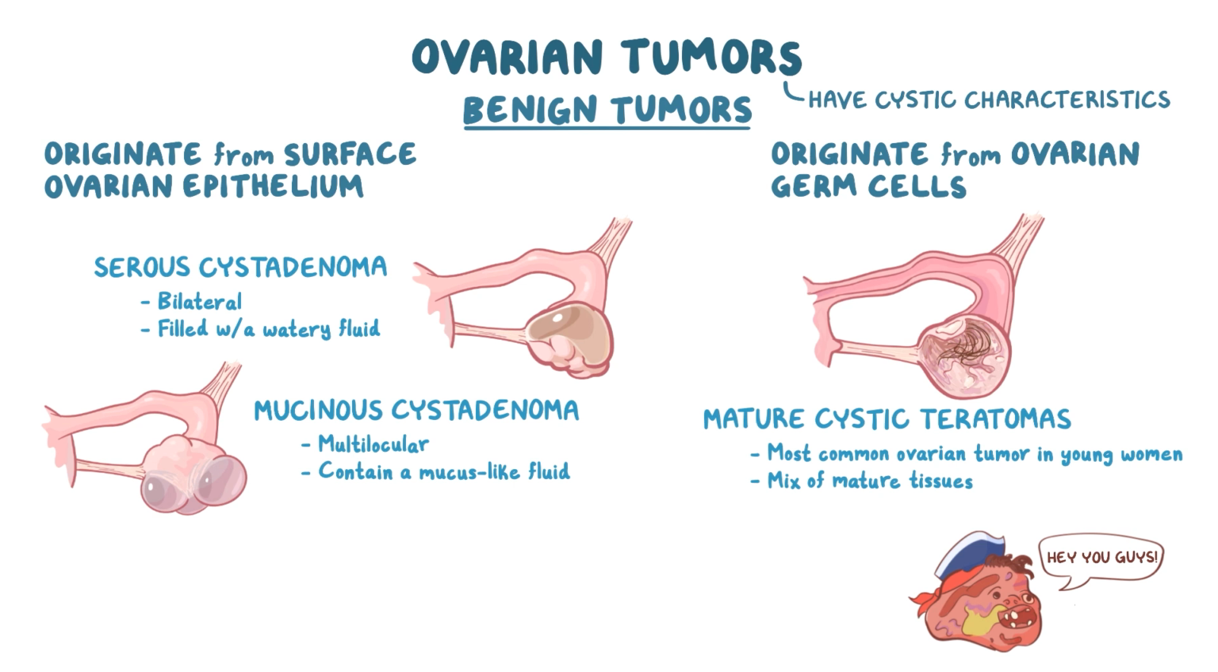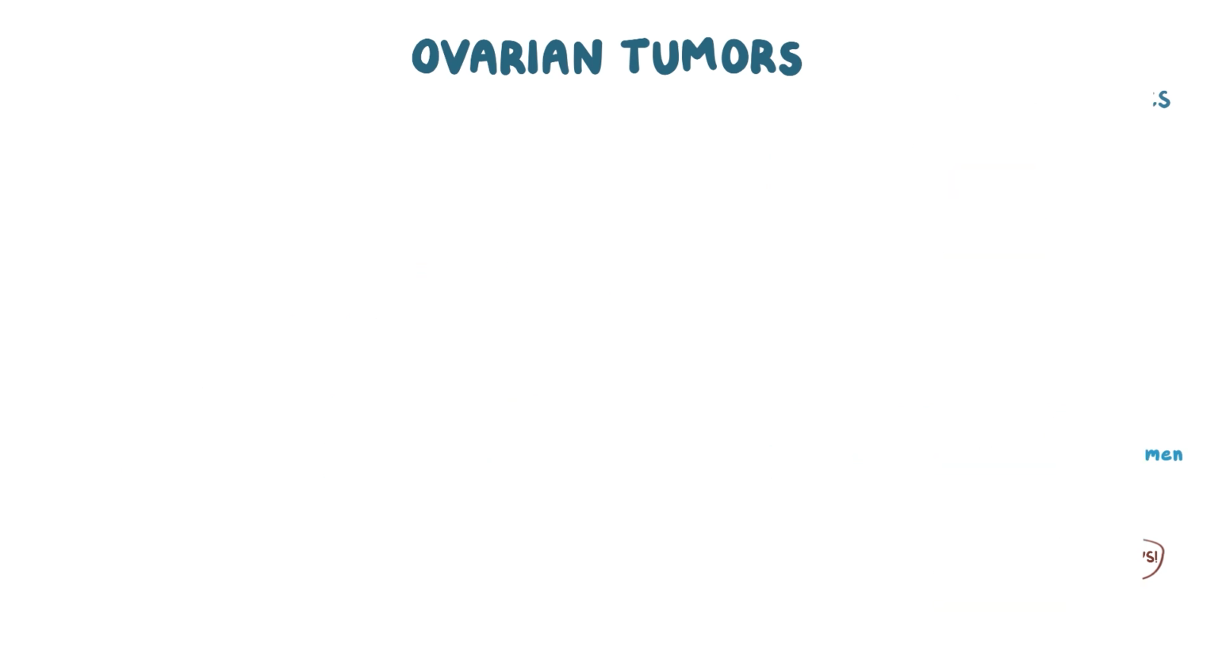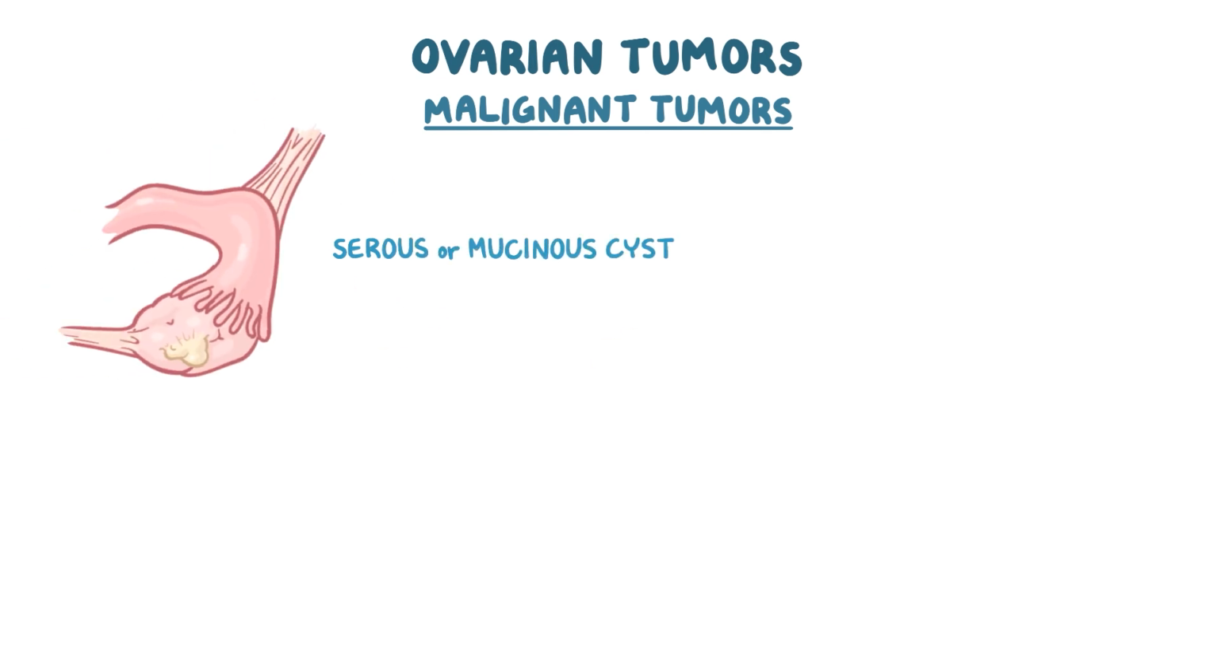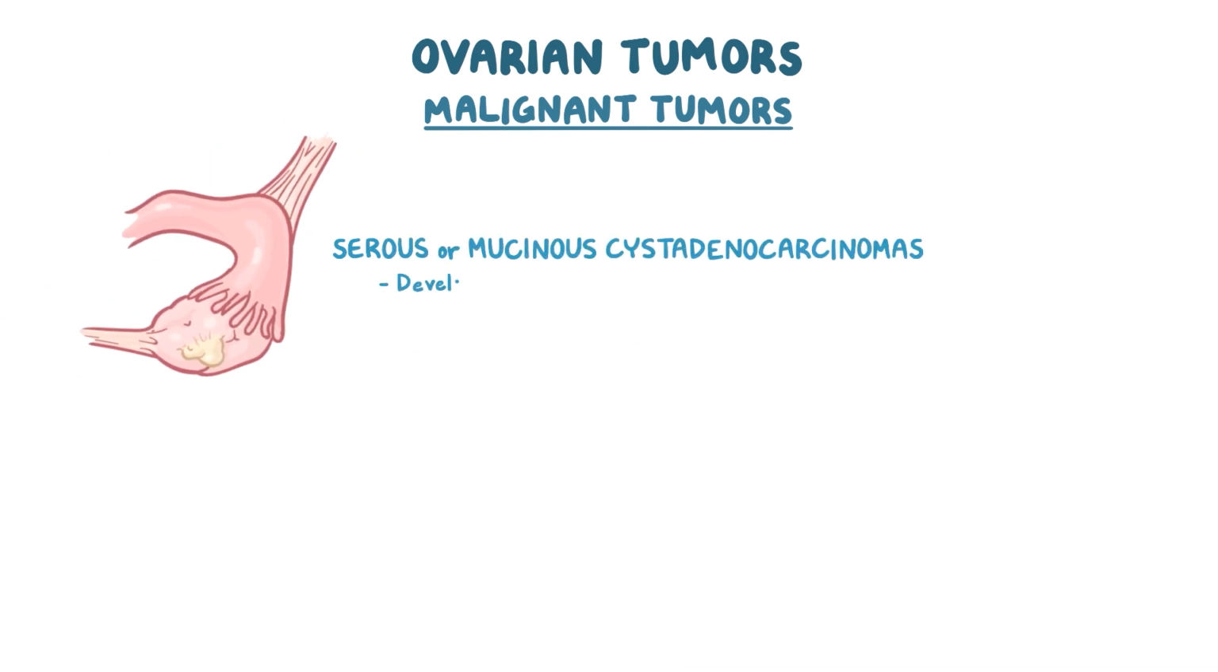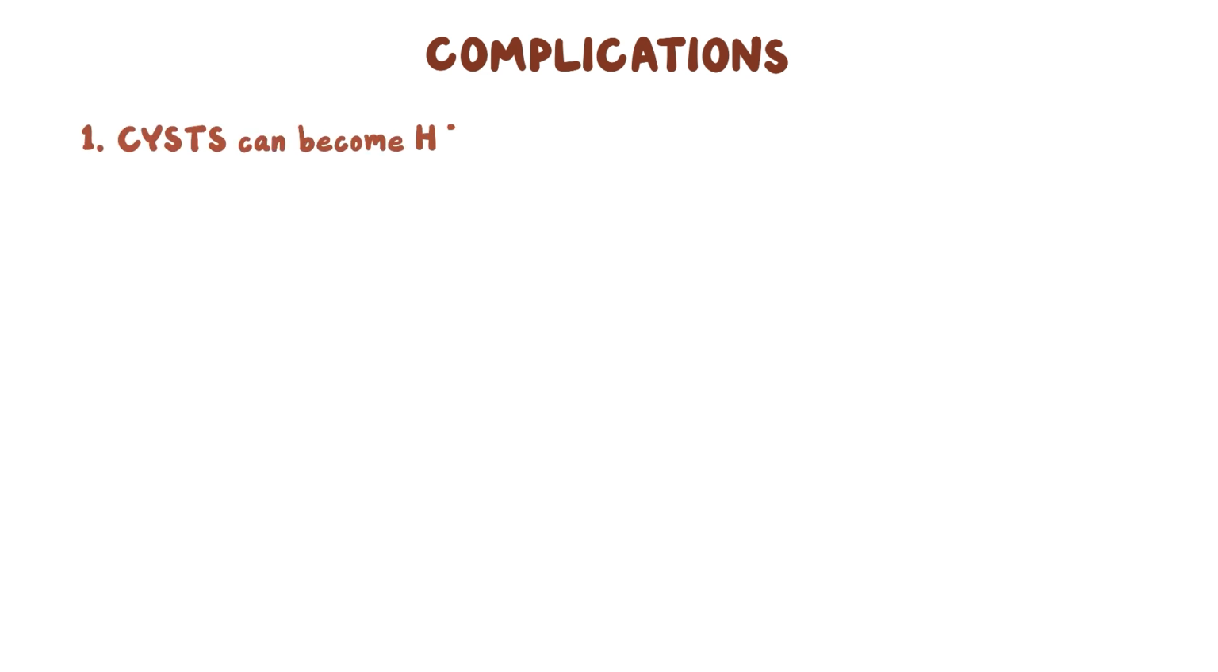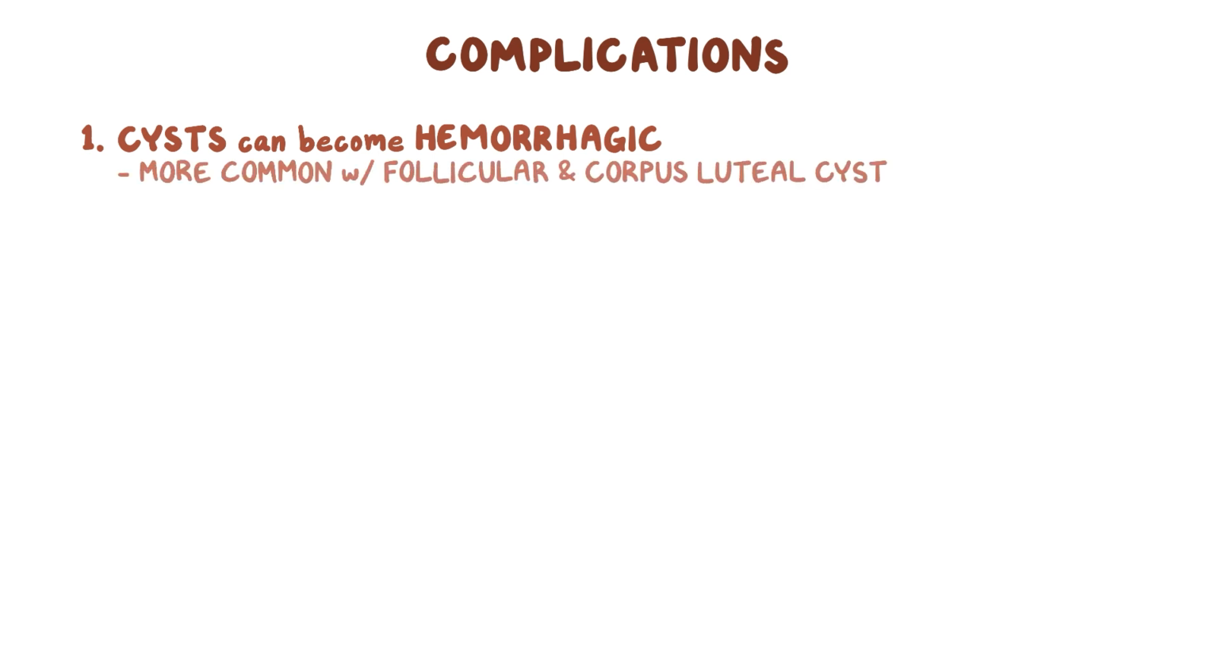Yay! Finally, the last category of neoplastic cysts includes malignant ovarian tumors, like serous or mucinous cystadenocarcinomas, which develop from surface ovarian epithelium just like their benign counterparts. Now, there are 3 important complications of ovarian cysts. First, some cysts can become hemorrhagic, meaning there is bleeding inside the cyst. This is more common with follicular and corpus luteal cysts.